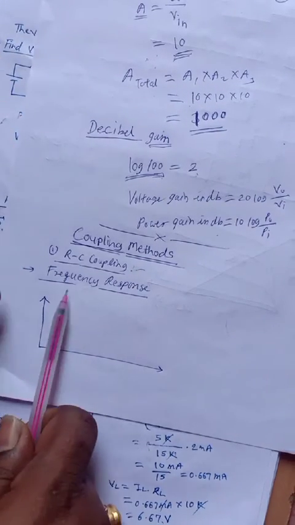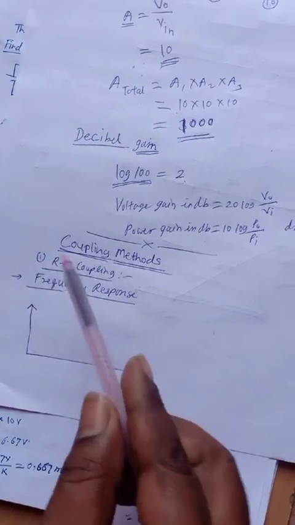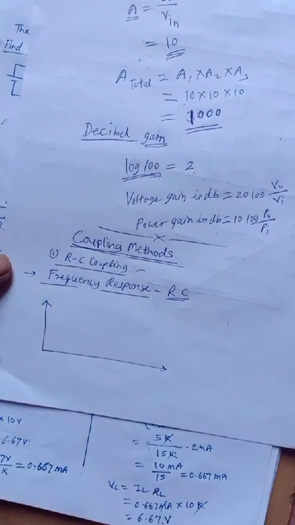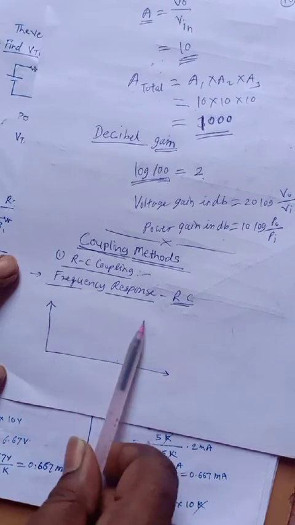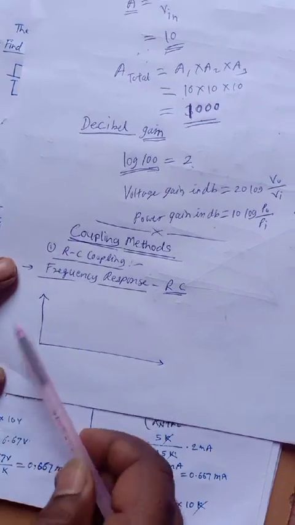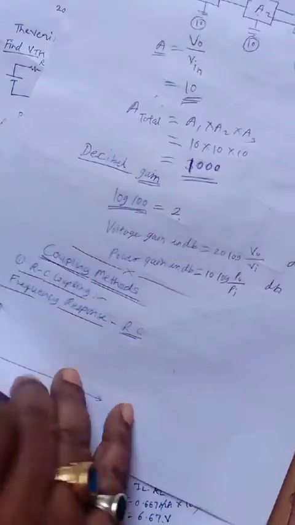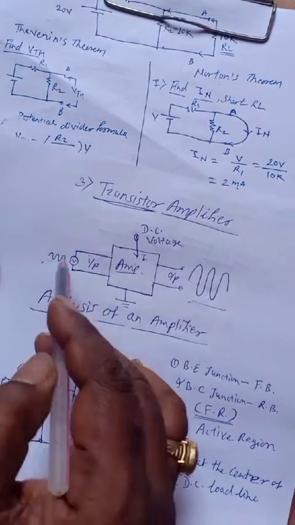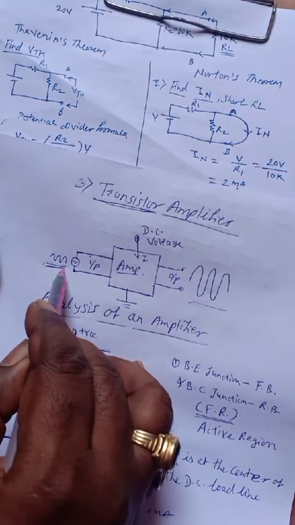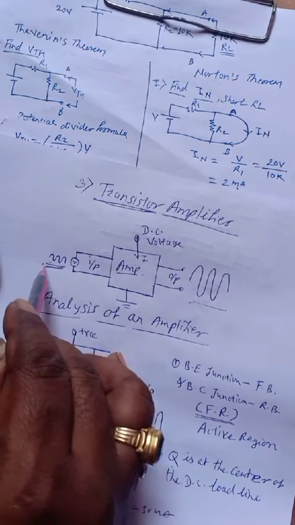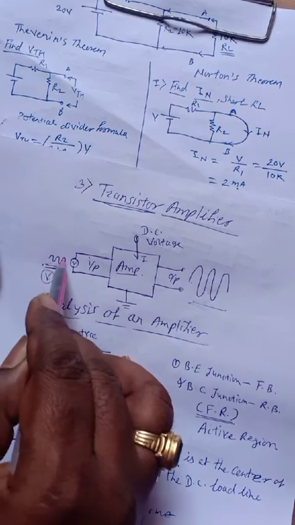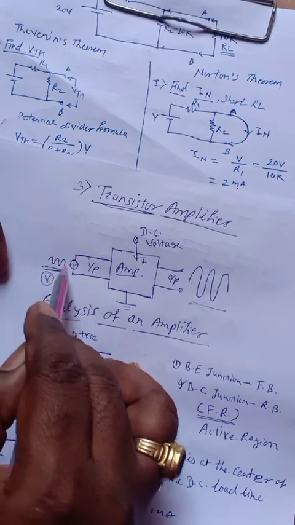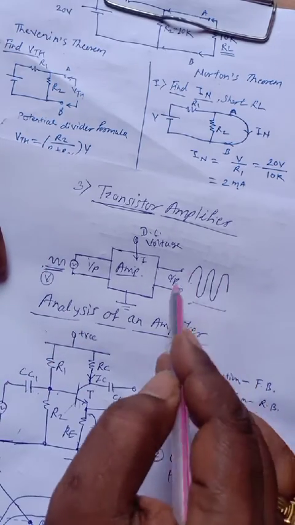Another important topic is the frequency response of RC coupling. Frequency response means what? We are going to change the frequency that is applied. We know that in an amplifier we apply an AC signal, and the AC signal has some frequency. We keep this input voltage constant and change the frequency, and whatever the change in frequency, that will affect the output voltage.